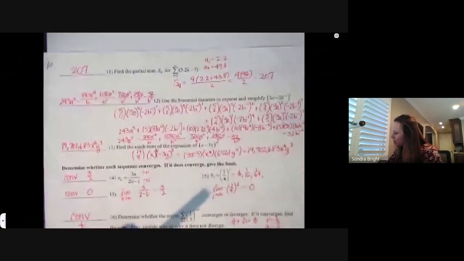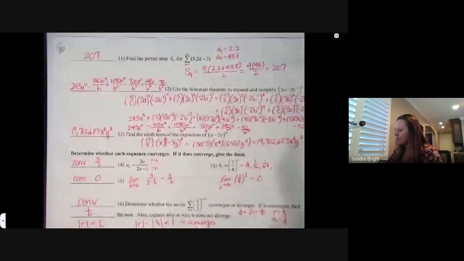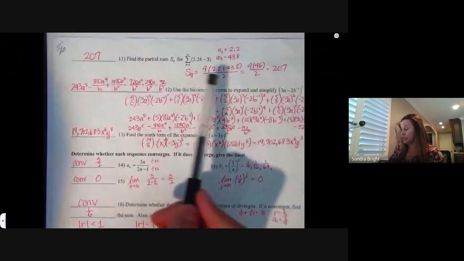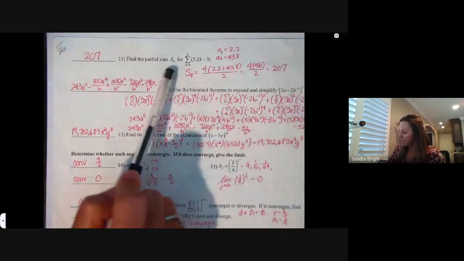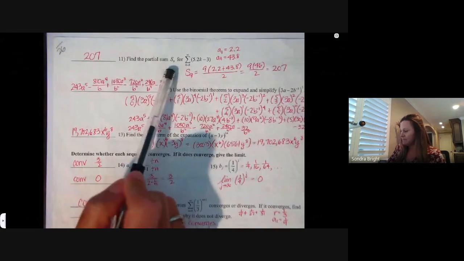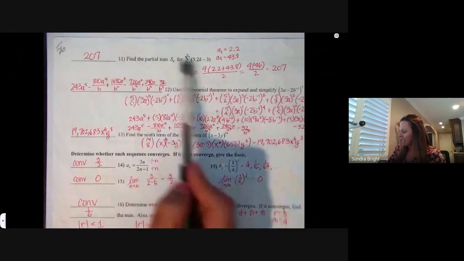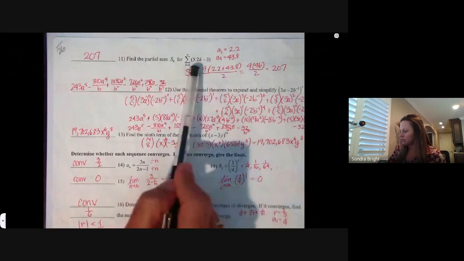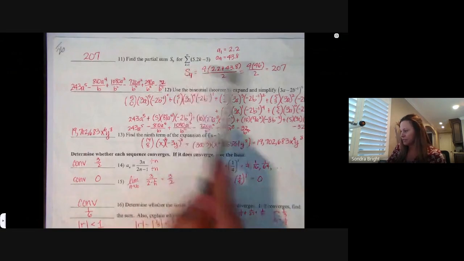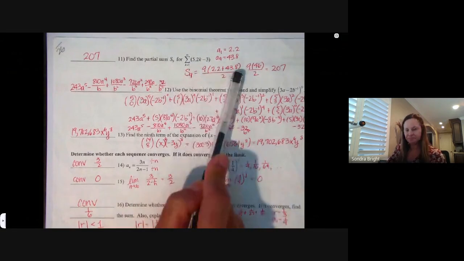Finding the partial sum of this. So S sub 9, so you're finding the first 9 terms and adding them up. This was arithmetic, right? And so I did n over 2 times the first term plus the last term, or the 9th term, and so I got 207.